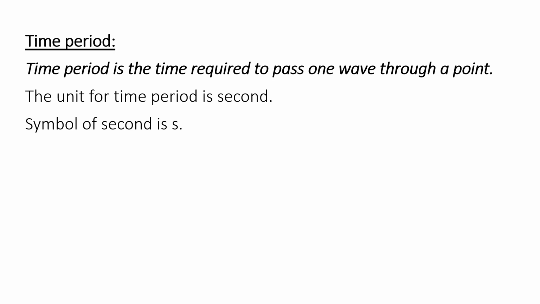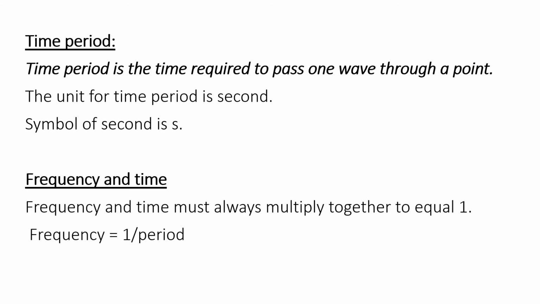The unit for time period is second. We all know that we measure time in seconds. The symbol for second is s. There is a relationship between frequency and time. As I told you, they are reciprocals of each other, so frequency and time period must always multiply together to equal 1. So frequency equals 1 divided by time period, or time period equals 1 divided by frequency.